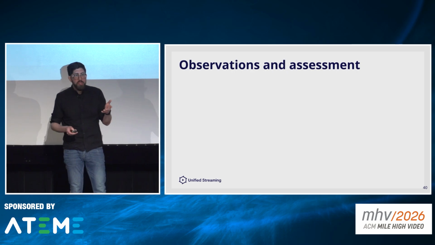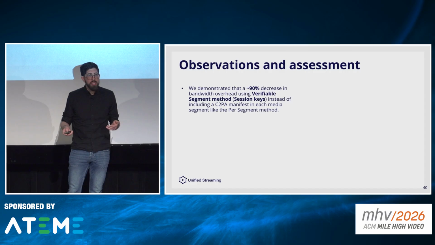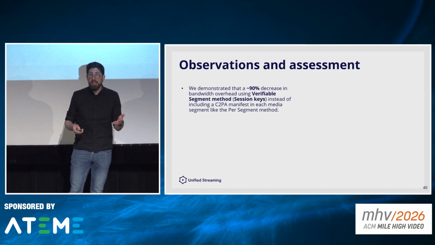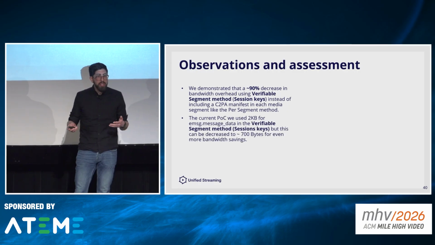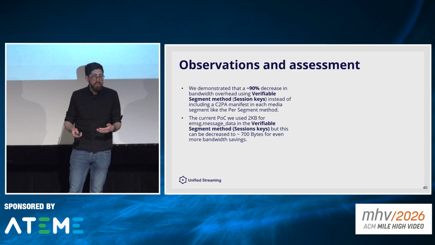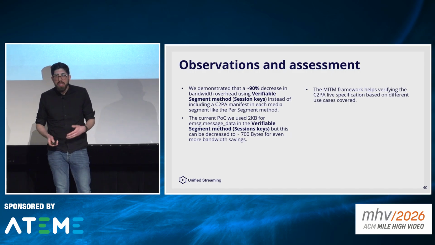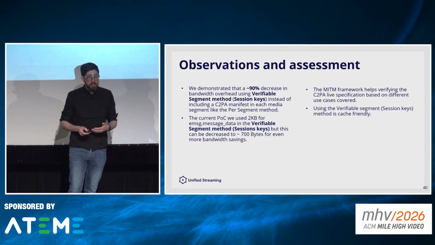So finally, observations and assessments. We demonstrated that there's a 90% decrease of bandwidth overhead using verifiable segment info, session keys, instead of including the full C2PA manifest in each media segment. The current POC uses 2 kilobytes per C2PA manifest, but this can actually be decreased all the way to 700 bytes for even more bandwidth savings. The man in the middle helped verify the live specification in different use cases, and once again was pretty good and cache-friendly for this proof of concept.